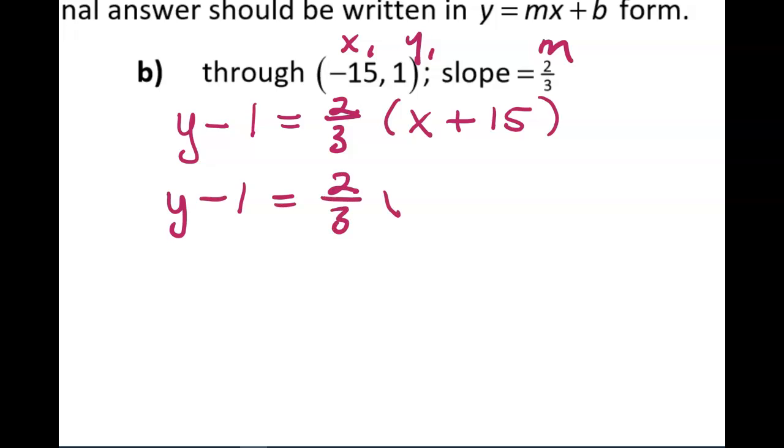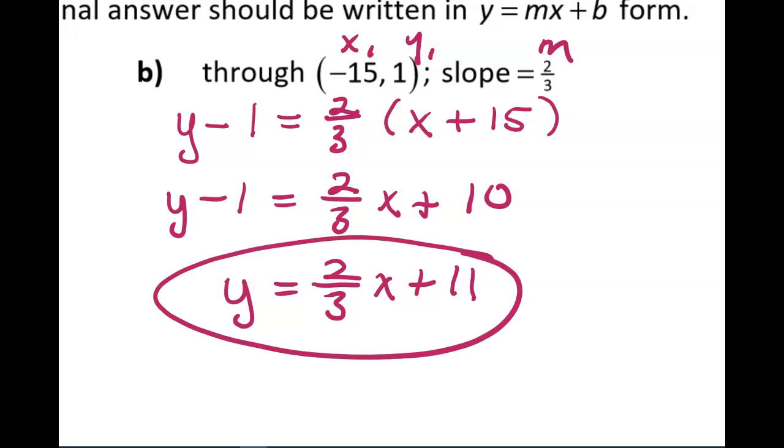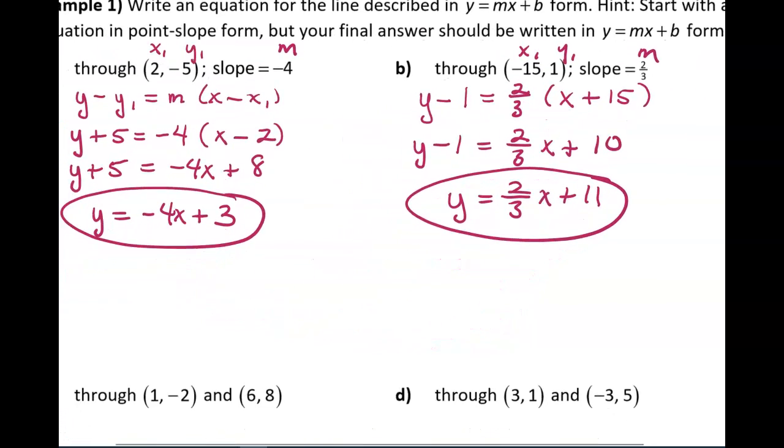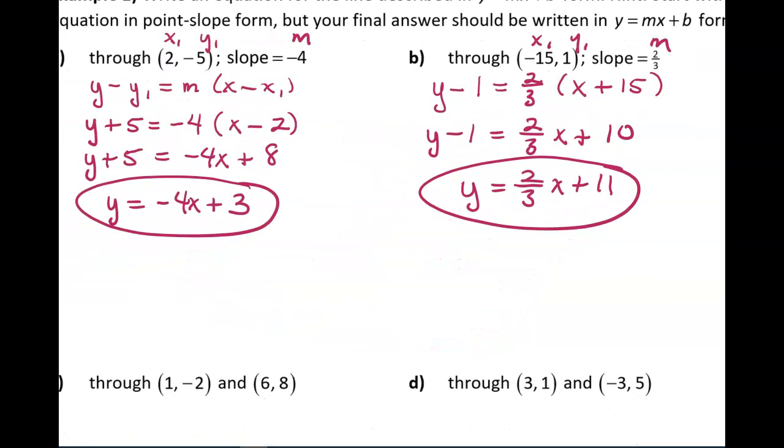y equals 2/3 x plus, and when we're distributing this fraction, ask yourself, what's 1/3 of 15? That's 5. So 2/3 must be 10. And now adding 1 to both sides, that gives us y equals 2/3 x plus 11. That's one type of situation where we're given a point and a slope. So we can use the point slope form and then convert to y equals mx plus b form.